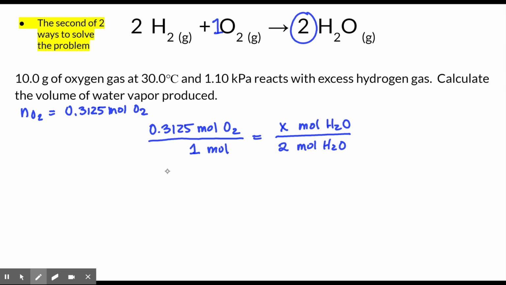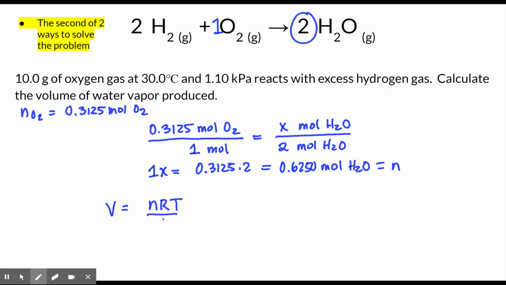So you would cross multiply. So you would get 1 times x is equal to 0.3125 times 2. And you still get 0.6250. And then from there, since that's your n, you would just use V equals nRT over P, just as in the previous problem. Just again, make sure that you sub in the correct value of n. n would be 0.6250. I'm not going to write it out all here, but you would still get 14.1 liters as your final answer for the volume of the water vapor.